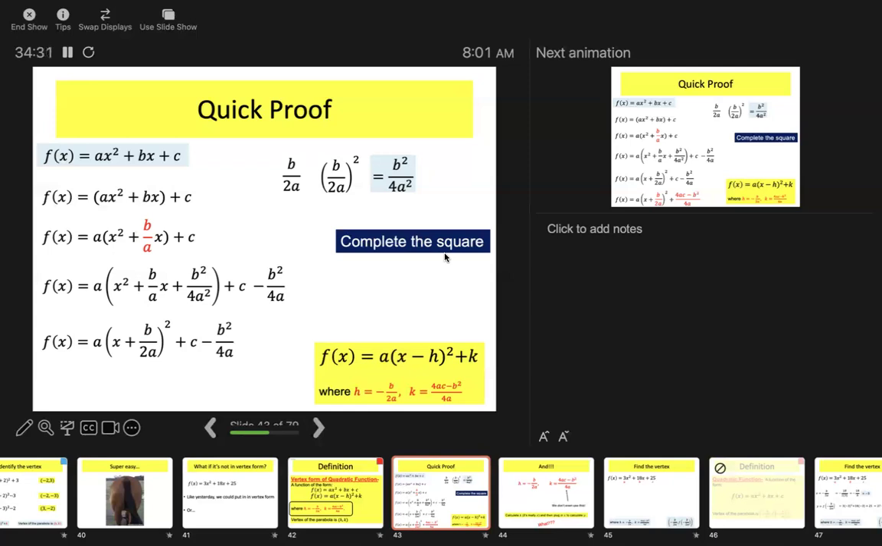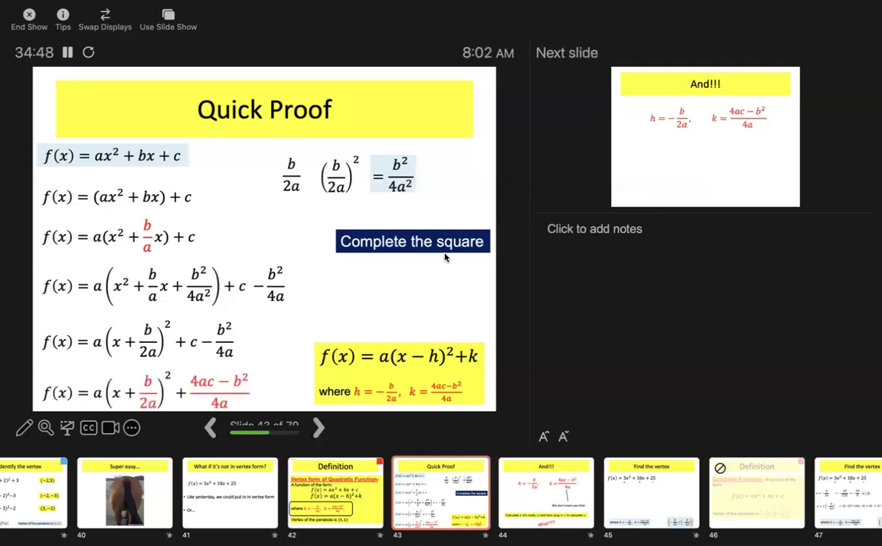It's fractions, common denominators, right? What's the common denominator? It's 4A. So I have to multiply C times 4A over 4A. So I would get 4AC minus B squared all over 4A. Does that look familiar? Why did I make it red?